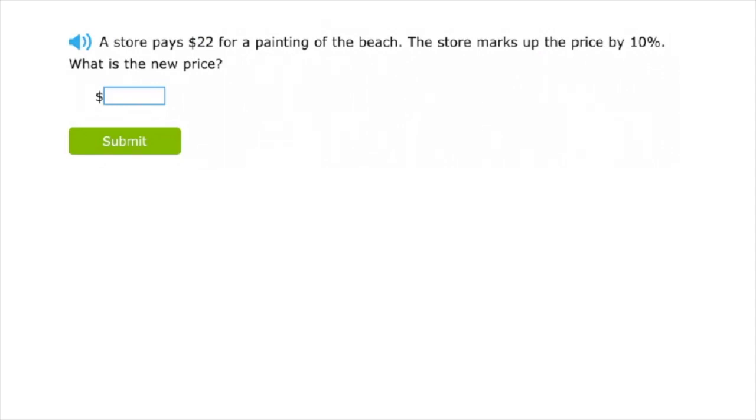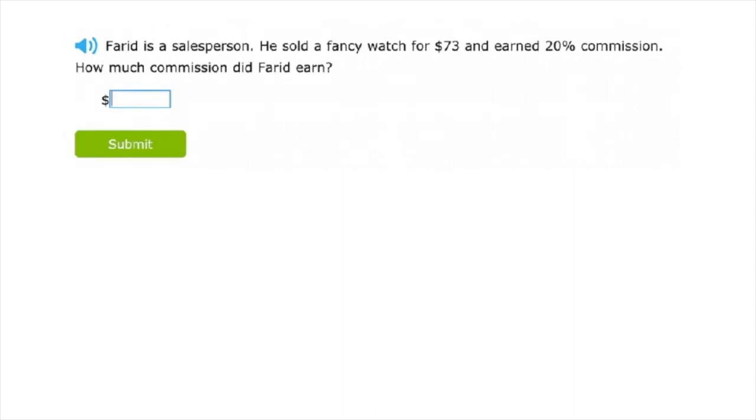Alrighty, let's look at this problem. A store pays $22 for a painting of the beach. I think we did this one. Let's skip to this one.